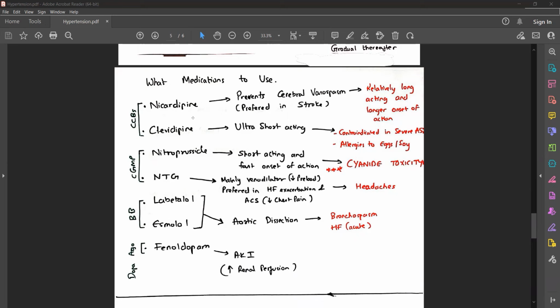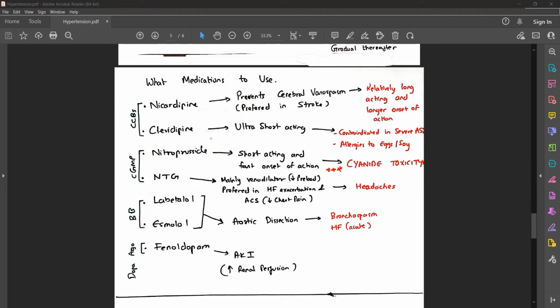So nicardipine is mainly used. It's a preferred drug of choice in stroke because it prevents cerebral vasospasm. It's relatively longer acting and has a longer onset of action, so that is something to keep in mind before you start a nicardipine drip. You can use this to your advantage: if you want to bridge the patient to oral medication and you want an IV medication that is going to last in the system longer compared to other meds, then this is something that you would consider.